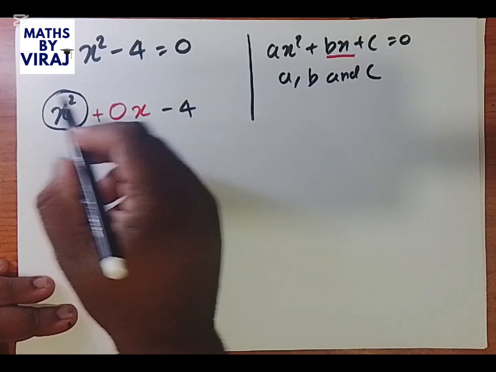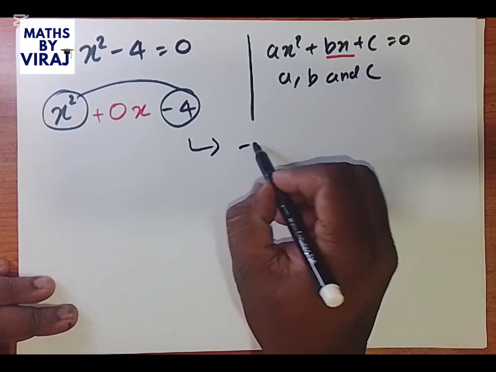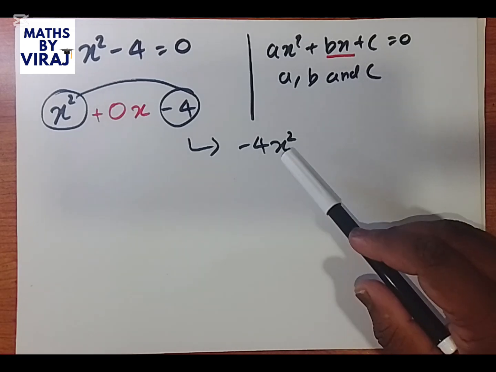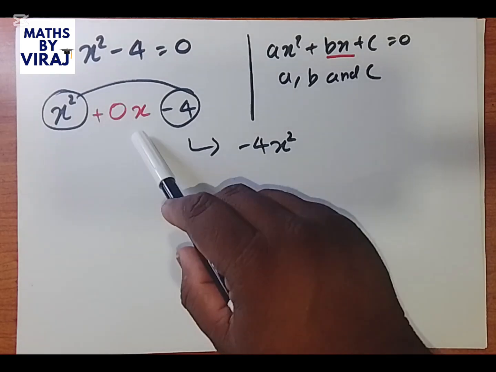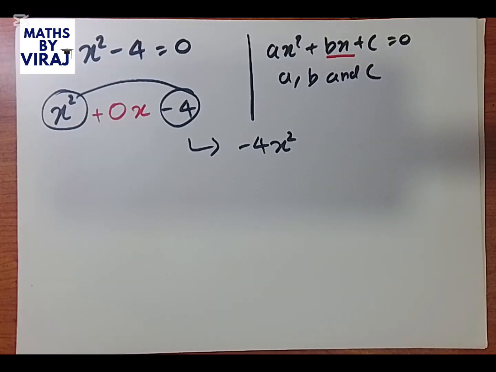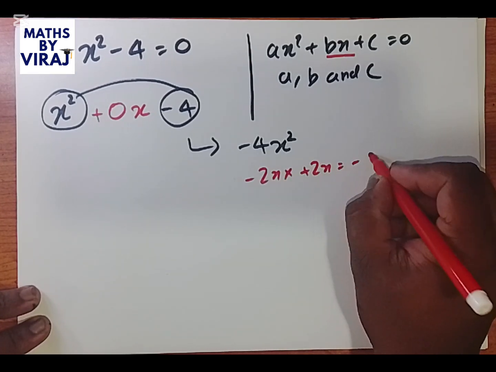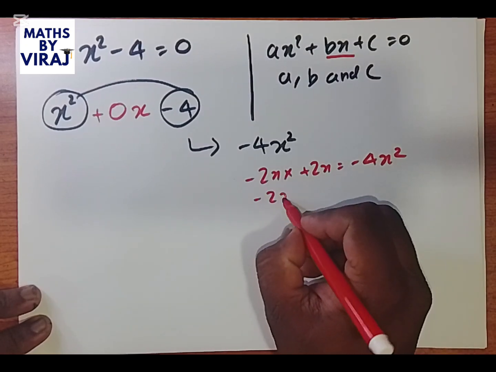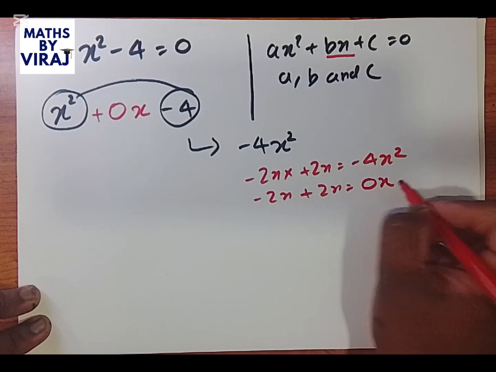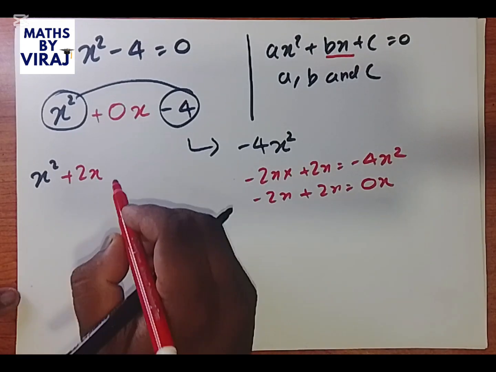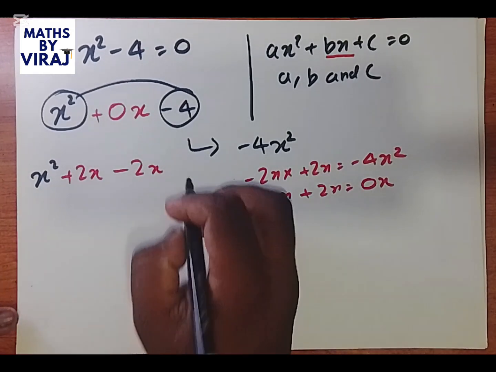You multiply the first term and the last term. What do you get? Minus 4x squared. What we do here is we should find two numbers that multiplied form minus 4x squared, which add up to become 0. So the only two numbers that we have are minus 2x times plus 2x, which is minus 4x squared, and minus 2x plus 2x is 0x. Therefore, we write this expression as x squared plus 2x minus 2x minus 4.